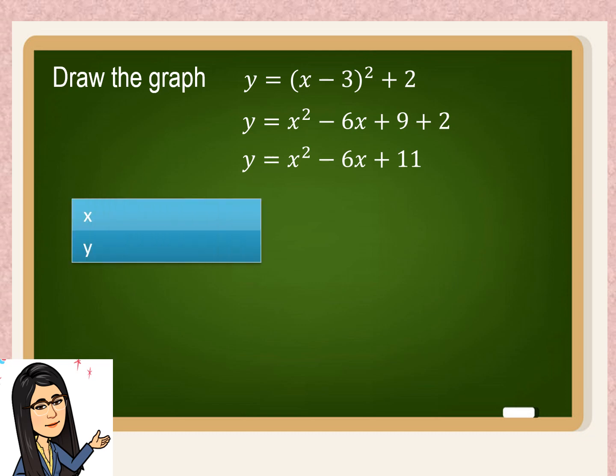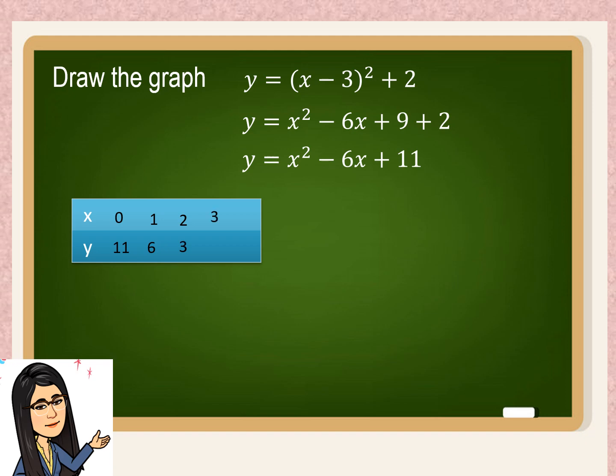Let us make a table of values. If x is equal to 0, by substitution, 0 squared minus 6 times 0 plus 11 will give us 11. If x is equal to 1, we will have 1 squared minus 6 times 1 plus 11 simplified to positive 6. Now what is y if x is equal to 2? So 2 squared minus 6 times 2 plus 11. This gives us positive 3.